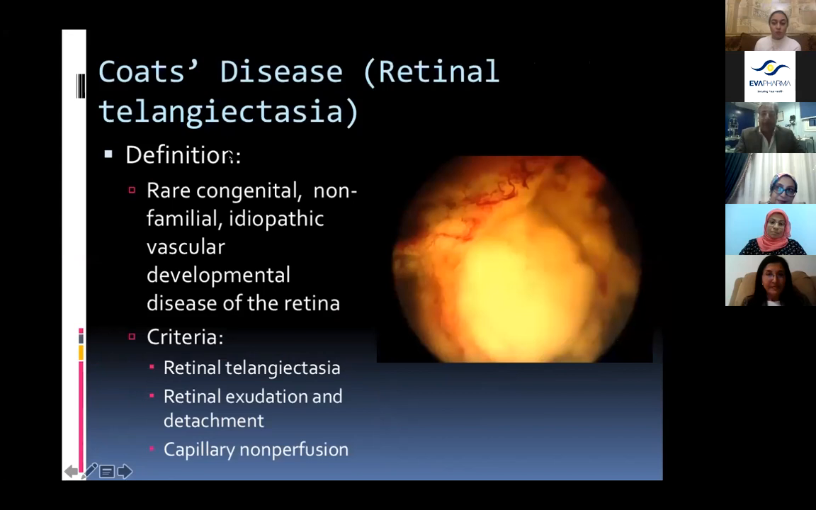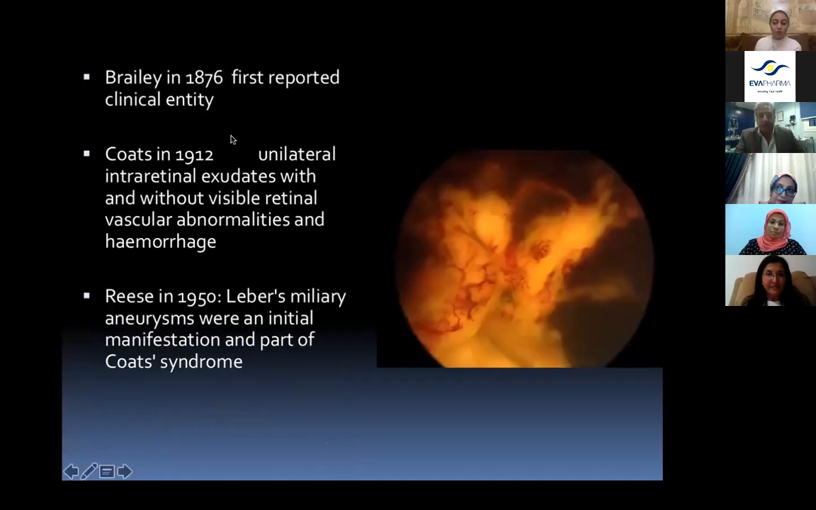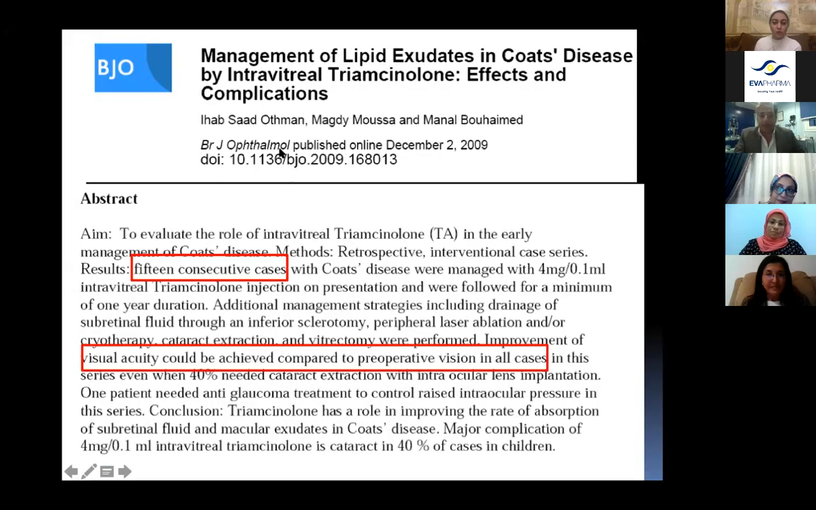So it's a rare congenital non-familial idiopathic vascular developmental disease of the retina, characterized by three major criteria: telangiectasia, exudation and detachment, and capillary non-perfusion. Looking at tens of cases of Coats disease, I think capillary non-perfusion should be placed first, where I think the pathogenesis and the triggering is the non-perfusion. It's been described for a long time under different nomenclature. In 2010, in the BJO journal and online in December 2009, we published 15 consecutive cases.